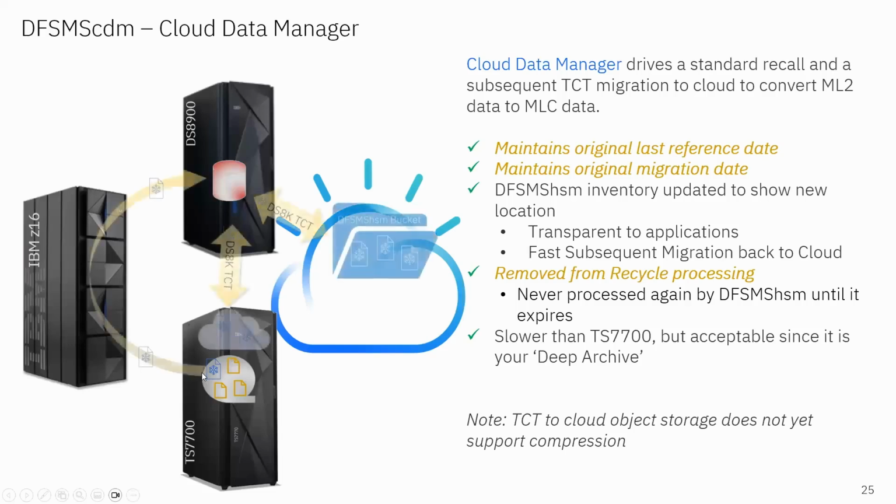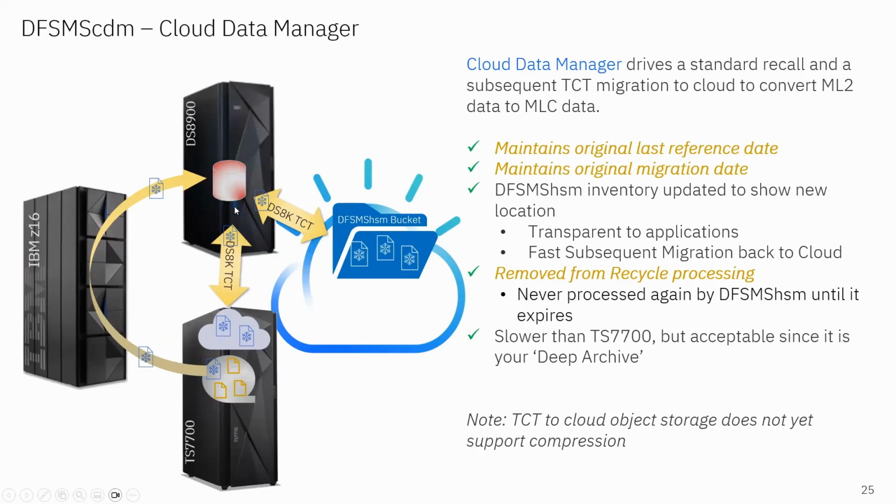What Cloud Data Manager says is, by policy or by criteria, you can say, take my colder data off my virtual tapes, recall it to the DS8000, and then leverage TCT to move those colder data sets either to real object storage or to the 7700 Cloud Object Store. What's the value of that? One, we maintain the original last reference date, and we maintain the original migration date.